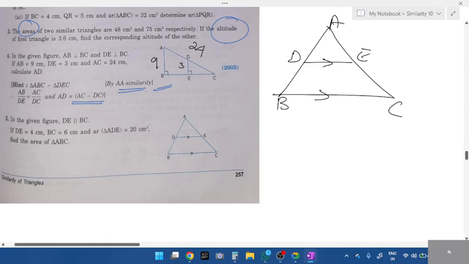In the question, DE is parallel to BC. Fine. What is DE value, students? DE is 4. BC is 6. What do you need to find? Area of ADC. And what area is given? Area of what is given? ADE is given. Area of ADE is equal to 20 centimeters square.